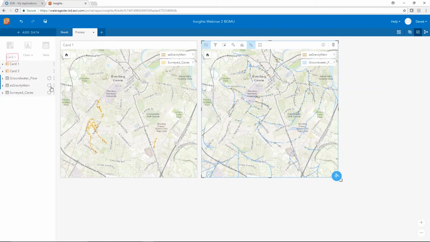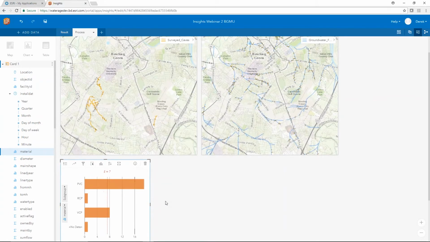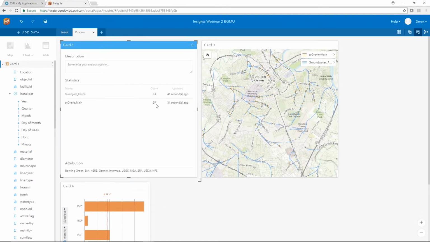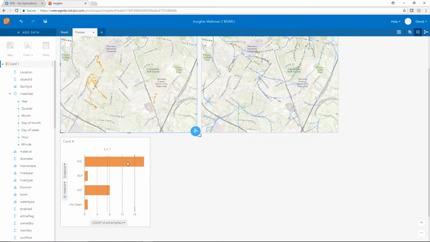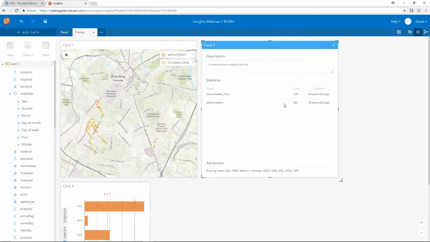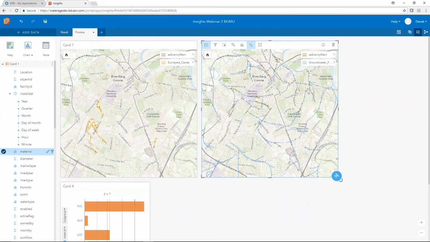So what we find is that when we look at the material of each of these, that most of the groundwater flows, and in this instance, there's only 29 gravity mains that intersect these caves. Most of these are PVC, and there's just a few that are vitrified clay or reinforced concrete pipe. Of more concern is probably the 283 gravity mains that intercept these known groundwater flows.